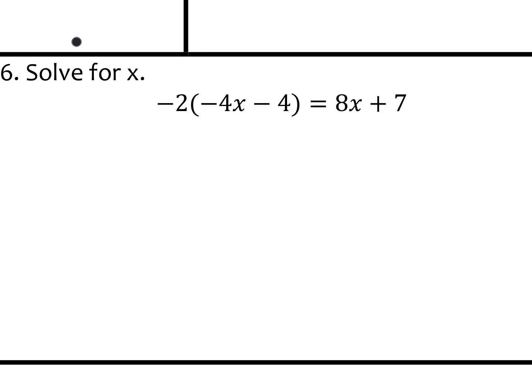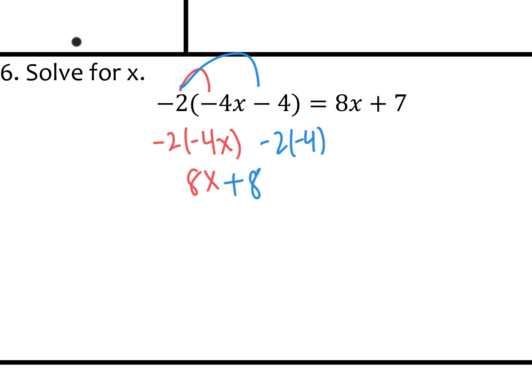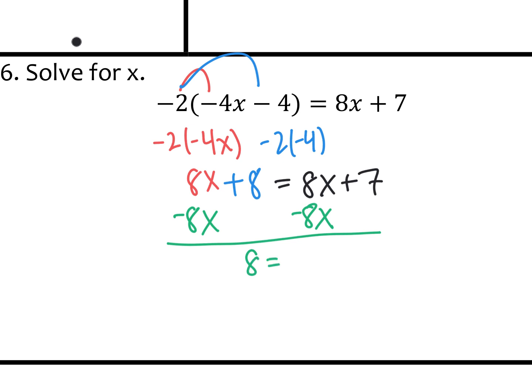All right, this next one, same thing with starting off with the rainbow. Nothing on the right side was done, so we bring it over. Variables on one side, constants on the other, and we get 8 equals 7. Now this is a false statement. 8 never equals 7. So we put a slash through it, and then we write no solution.